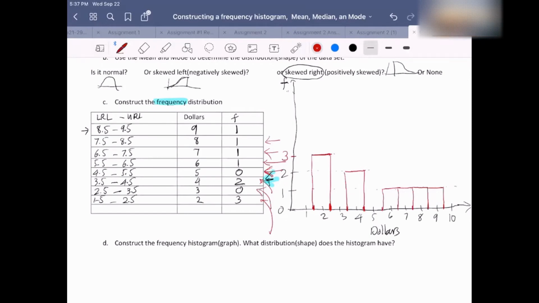All right, so that is the frequency or the height of the bars. All right, did you guys get the same thing? Like that? Or let me know if you guys don't get the same thing. All right, good.